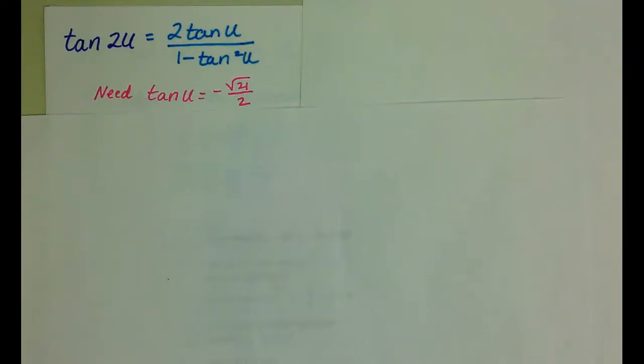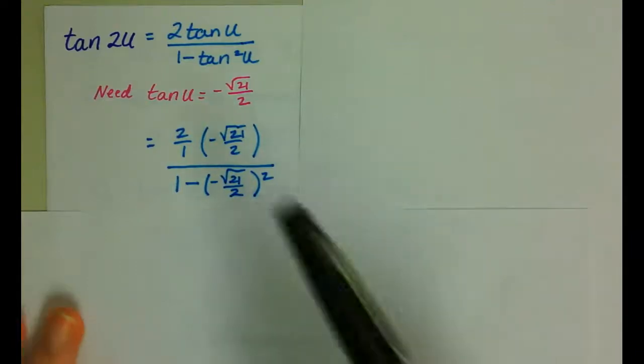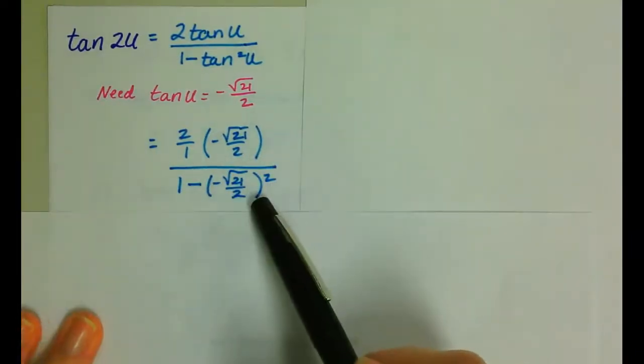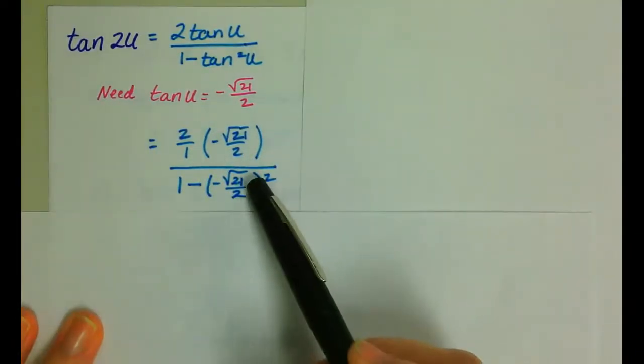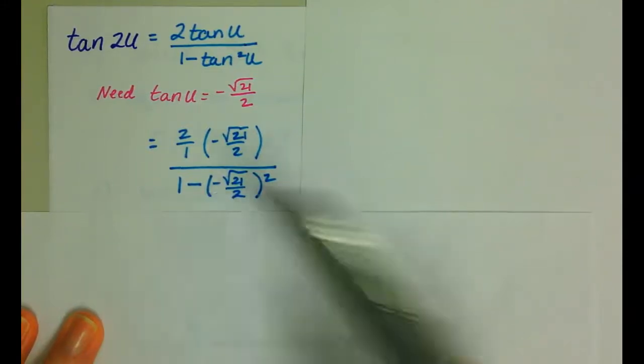So out of my triangle for this problem, tangent is negative root 21 over 2. So then I have to plug that in. So I have some fractions within fractions going on, so you just have to be diligent and patient. And so down here we need to square this, so we need to take square root of 21 times square root of 21, which is 21. 2 times 2 is 4. A negative times negative is a positive.